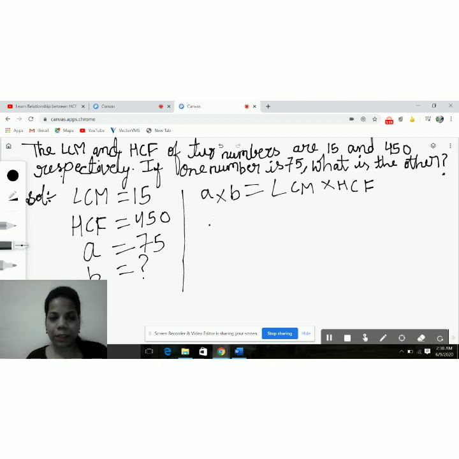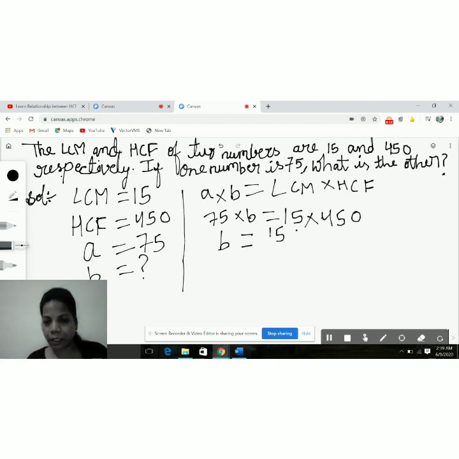So A into B, what is the value of A? 75. B we should find. And what is the value of LCM? LCM they have given as 15. And HCF 450. Now we need to find the value of B. So here I want only the value of B. I'll send this 75 to that side. Here the 75 is multiplying. If I send this 75 to that side, then it will be dividing.